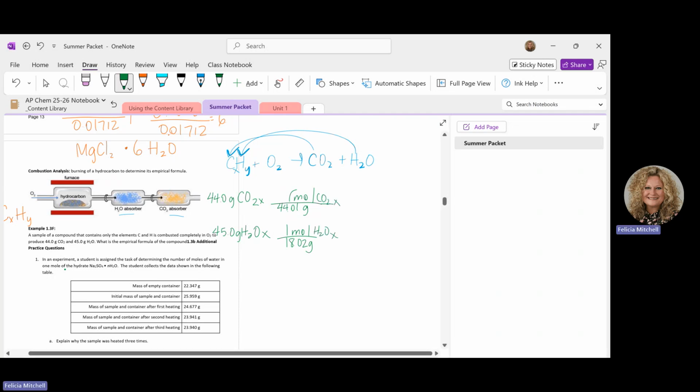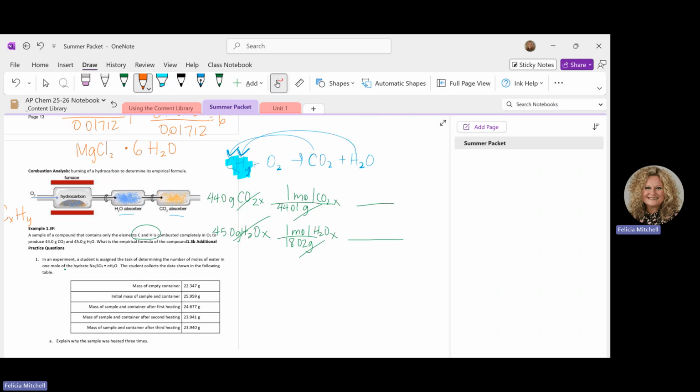Okay, so now I've converted to moles of CO2 and water. But I don't really care about CO2. I care about C and I care about H. Why? Because I'm trying to figure out this formula right here. I'm solving for this formula. I'm trying to get to C and H.